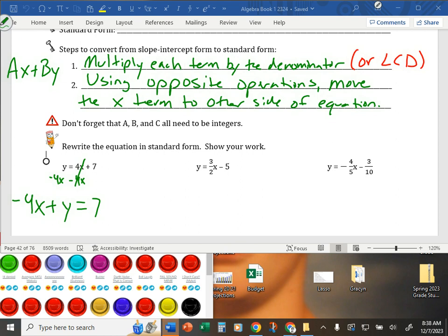Okay, the next one, we do have a fraction. What do you have written down? What did we do? What did you do?